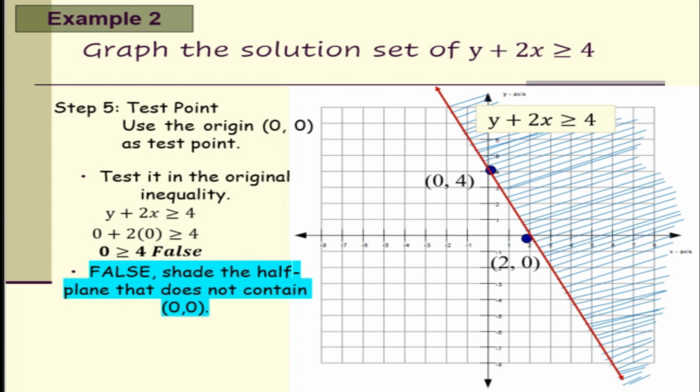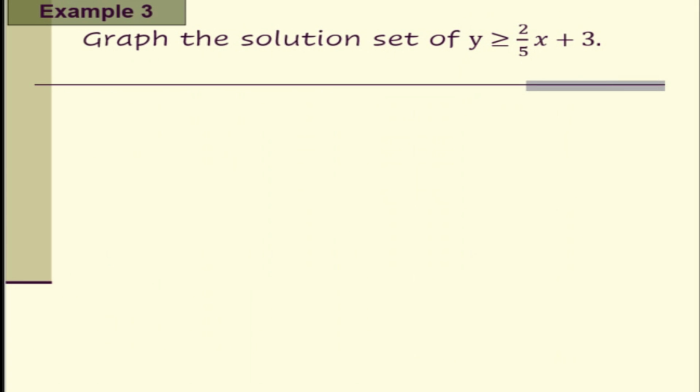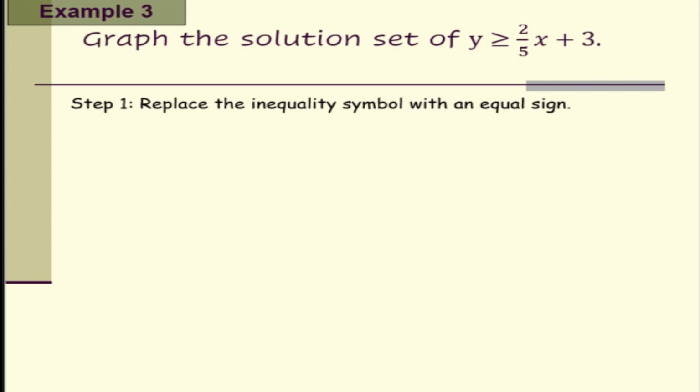And for example number 3, graph the solution set of y is greater than or equal to 2/5x + 3. For step 1, replace the inequality symbol with an equal sign. Change the inequality symbol greater than or equal to with an equal sign. The inequality becomes y = 2/5x + 3.